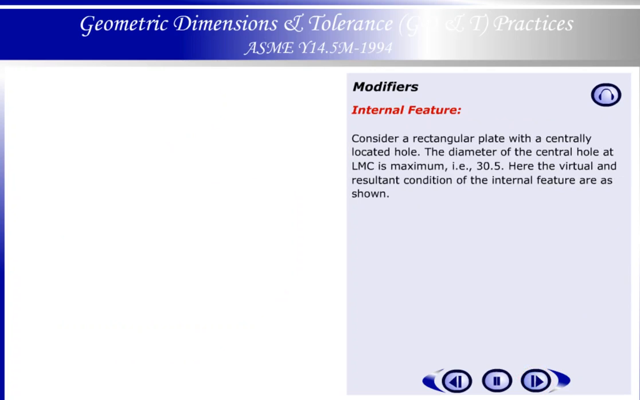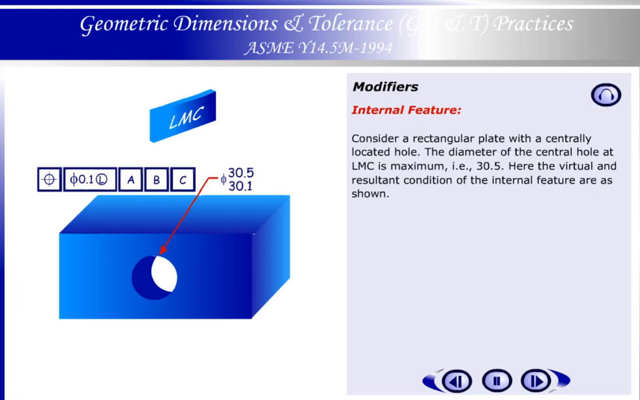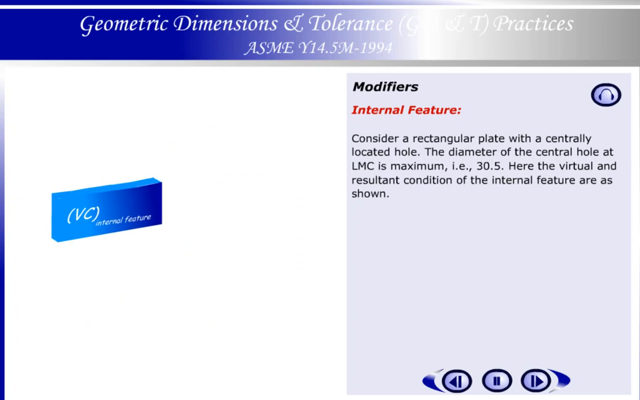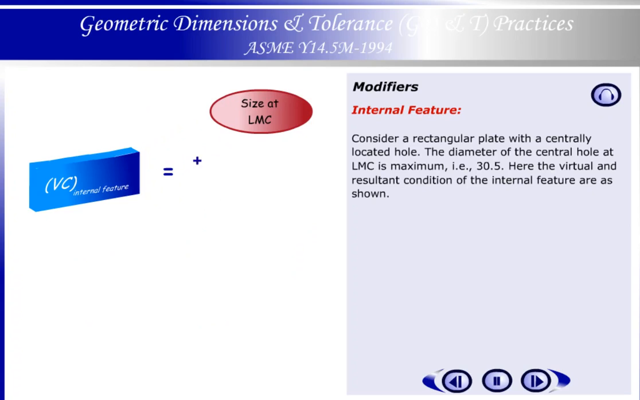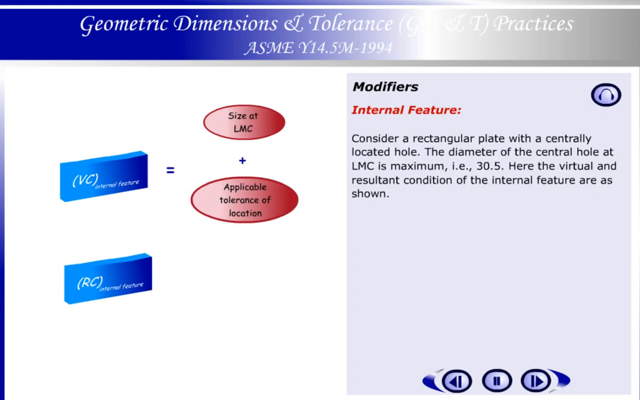Internal feature. Consider a rectangular plate with a centrally located hole. The diameter of the central hole at LMC is maximum, that is 30.5. Here, the virtual and resultant conditions of the internal feature are as shown.